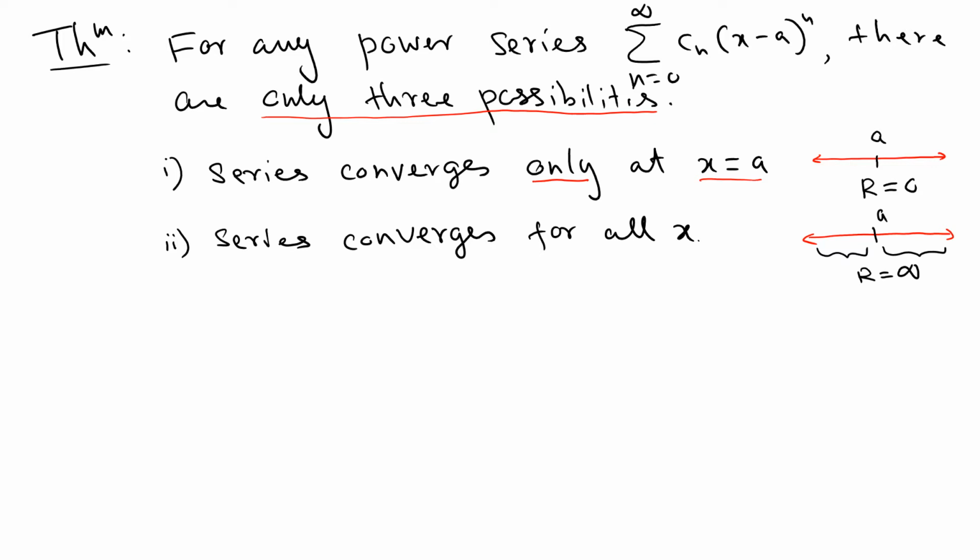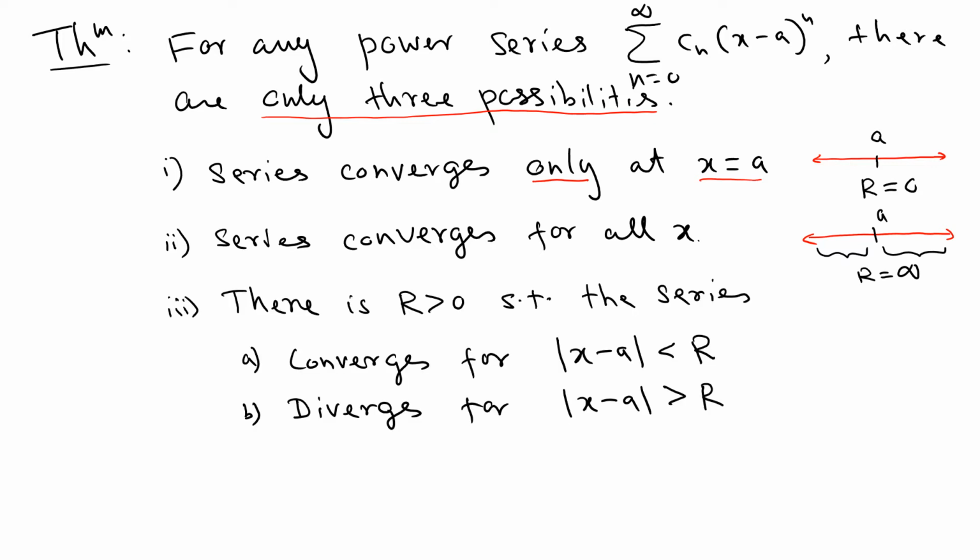The third case is that there is an r, so you can find an r, which is what we normally call the radius of convergence, such that the series converges if the absolute value of x minus a is less than r.